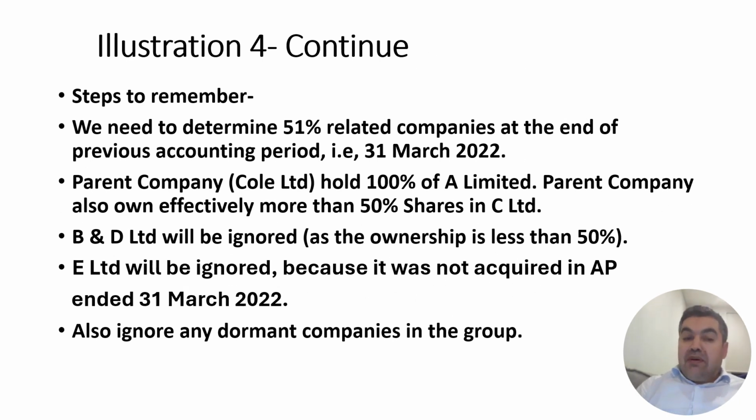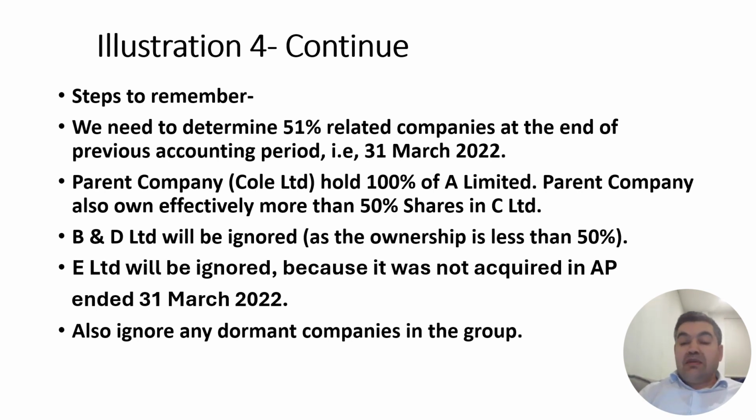So the rule to remember: we need to determine 51% related companies at the end of the previous accounting period. That is the important rule. So remember, in the previous accounting period, Coal held A Limited, and the parent company also effectively held more than 51% in C Limited. So there are 3 companies. B and D can be ignored because ownership is less than 50%. E was not a part of the group in that accounting period. It was later acquired in the accounting period ended 31st of March 2023. Hence, there are only 3 companies.